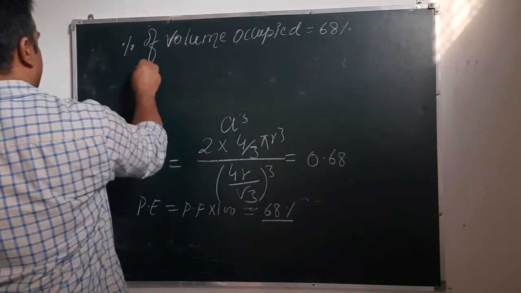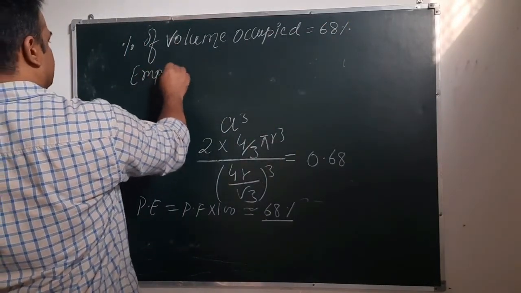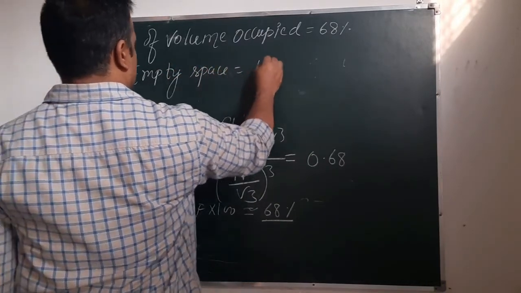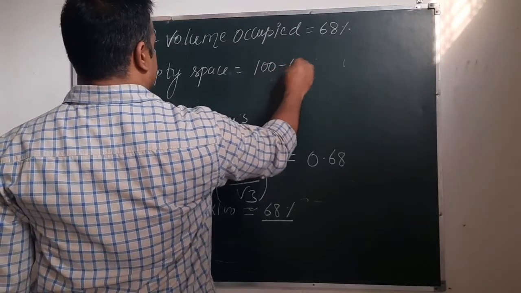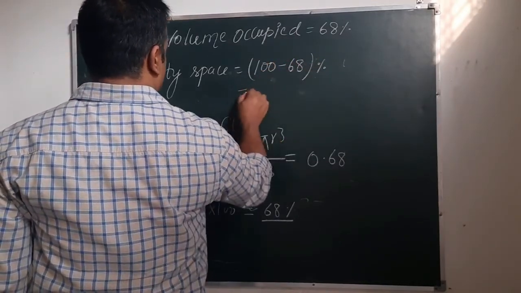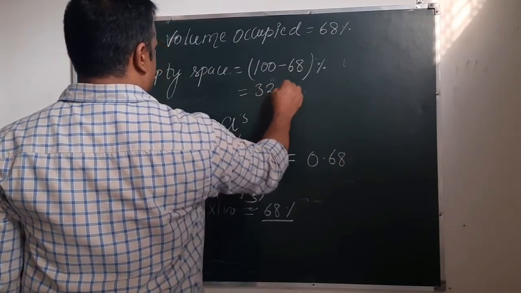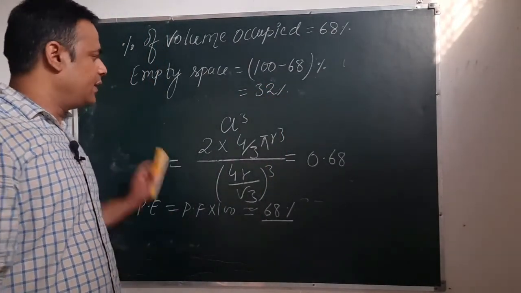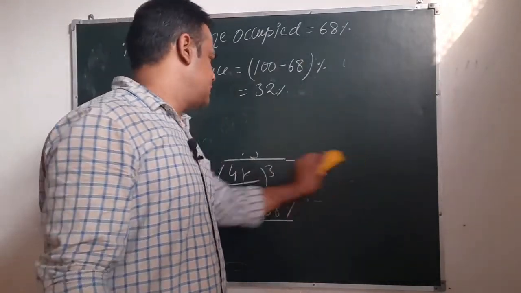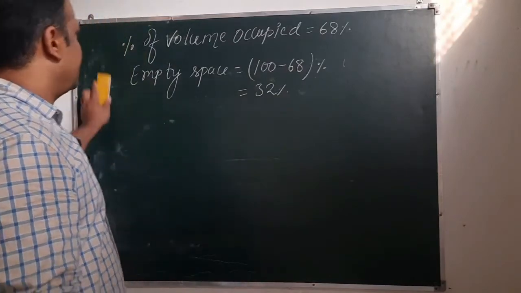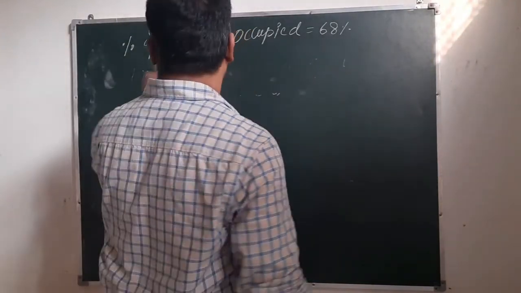and the empty space will be equal to 100 minus 68%, that will be equal to 32%. So 32% will be empty and 68% will be occupied by constituent particles. Now next is packing efficiency and packing fraction in FCC, the face centered unit cell.